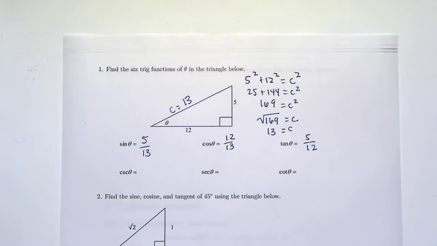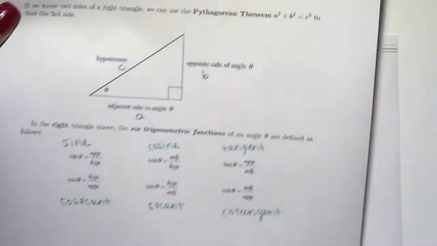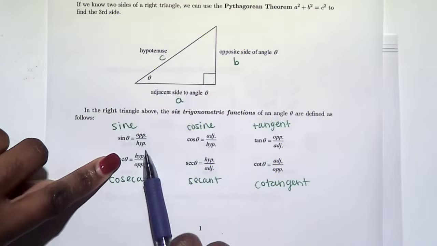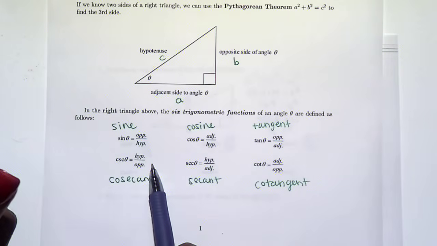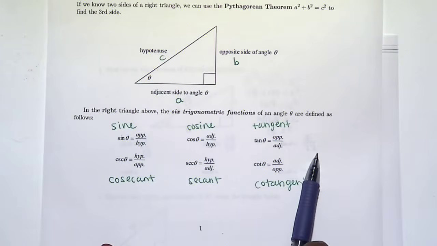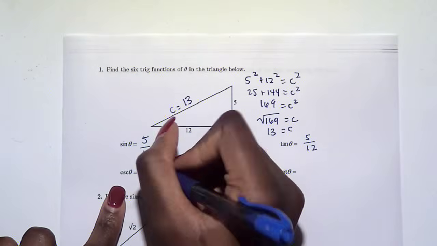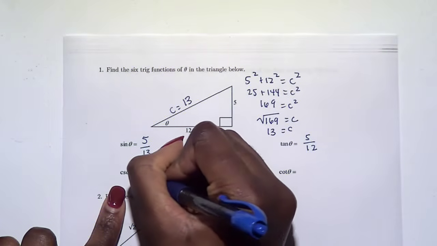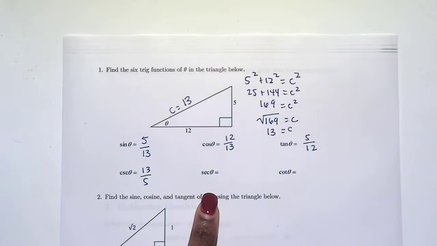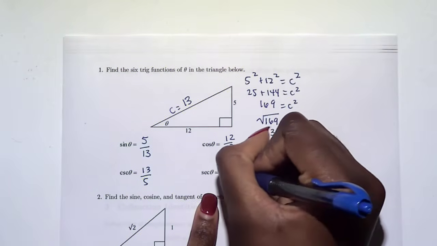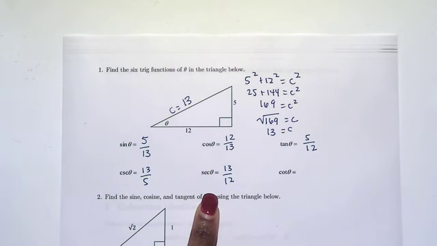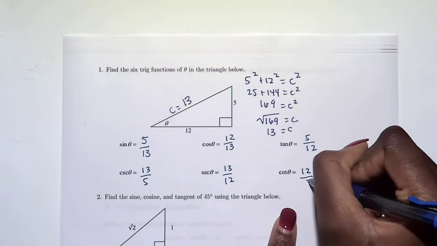All right, and then I pointed out before, the other 3 trig functions are just reciprocals, so you flip the previous 3. So once you know the first 3, you know the last 3. So that means cosecant theta is going to be 13 over 5. Secant theta is going to be 13 over 12. And then cotangent theta is 12 over 5.